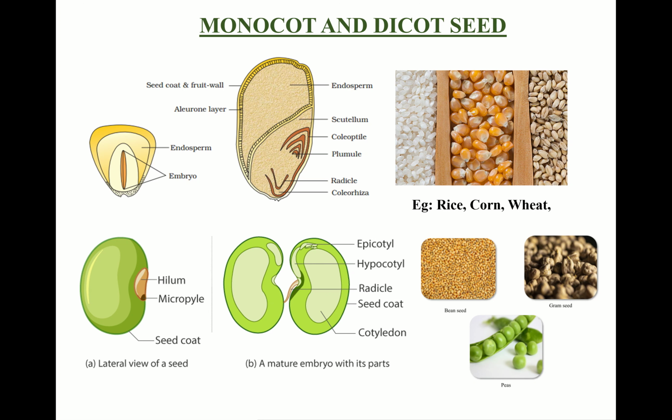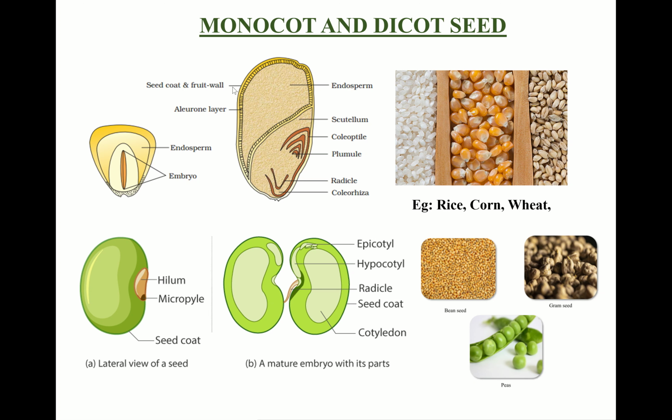Whereas in case of dicots, di means two, and cot means cotyledon. So the seed possesses two cotyledons. That is why it is called dicot seed. Okay. Let's study the structure of monocot seed first.